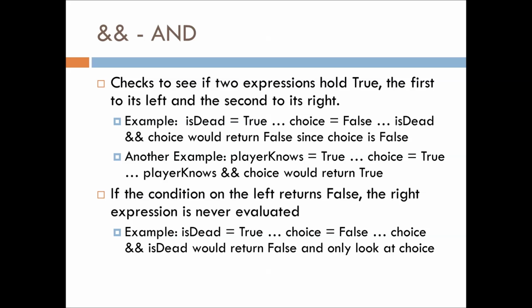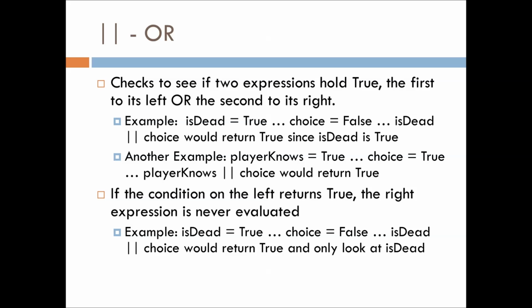Here's a nifty thing. If the condition on the left returns false, it won't look at anything to the right of the and. So let's look at an example of this. Is dead true and choice false? Looking at the above example, we change the order of choice and is dead, and it would return false, and it only looks at the variable choice. It ignores everything else because, oh hey, choice is false. Hopefully that makes sense, just looking at the slides. If not, we'll go over it in detail in samples and in the programming portion.